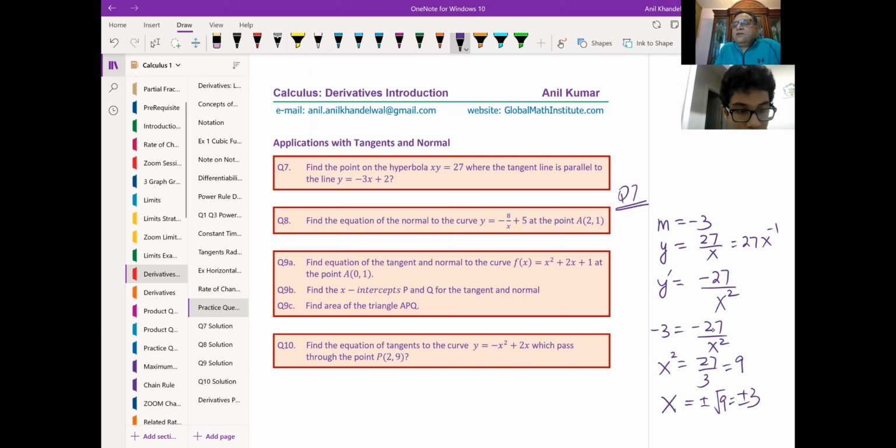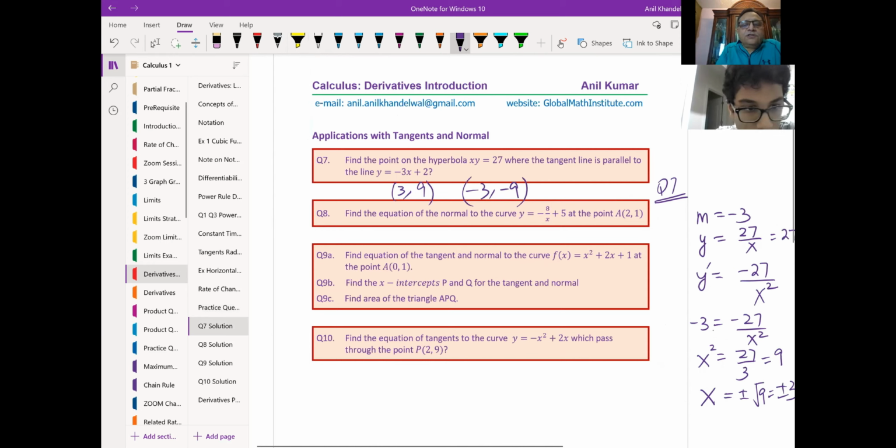So the y value, when you plug in positive 3, is 27 divided by 3, which is 9. But if you put minus 3, then you get minus 9. So these are the 2 points where the tangent is parallel to the given line. Does that make sense to you?